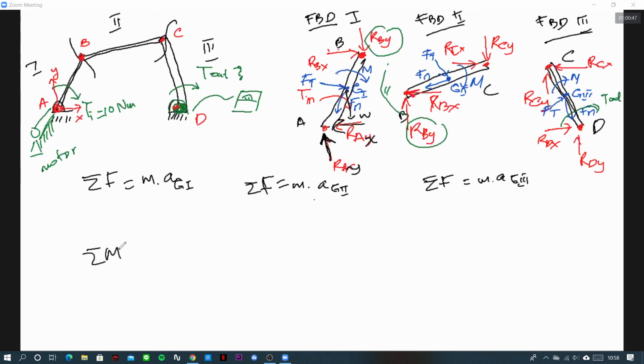At which point? All right, now for link 1, let's write it here, link 1. For link 1, sigma M will be with respect to which point? Again, this is up to you, because remember, for one link like this, how many unknowns? Let's talk about unknowns. How many unknowns for link 1?